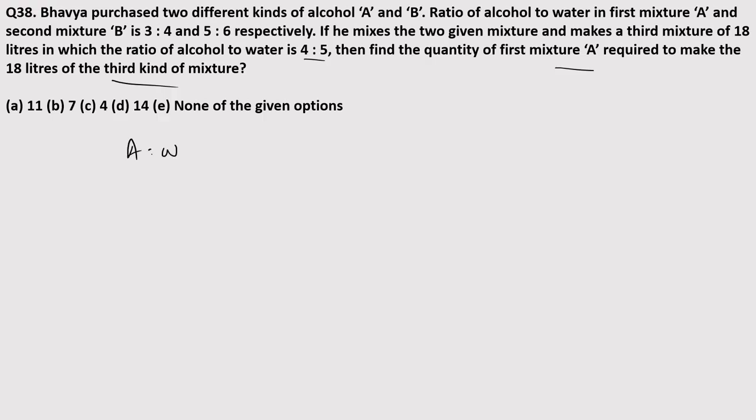Alcohol to water, initial ratio of this is A, the ratio is 3:4 in mixture A. In mixture B, the ratio is 5:6, and they are mixed, and finally we are getting the ratio 4:5. We have to see in what proportion A and B are mixed to form this new mixture.